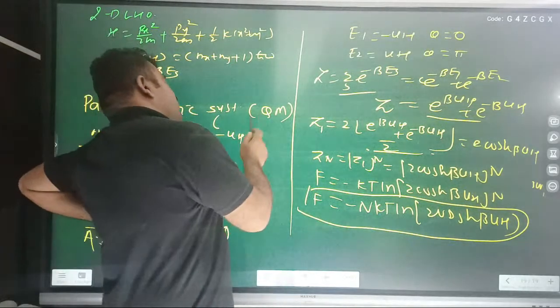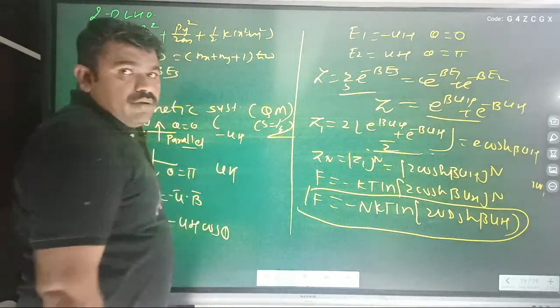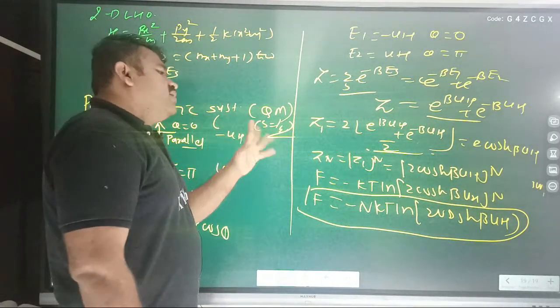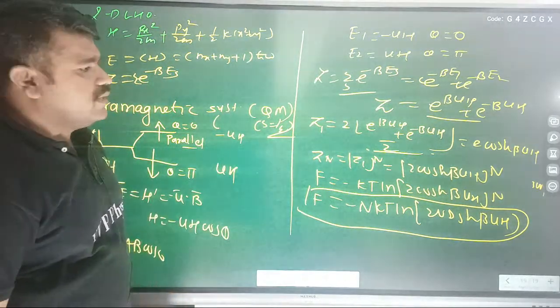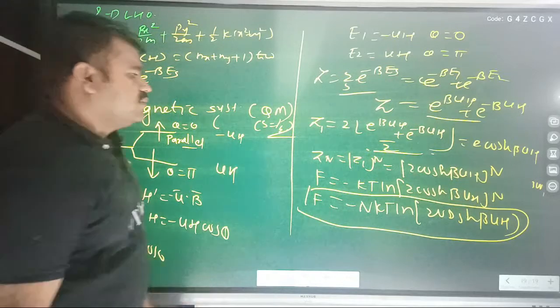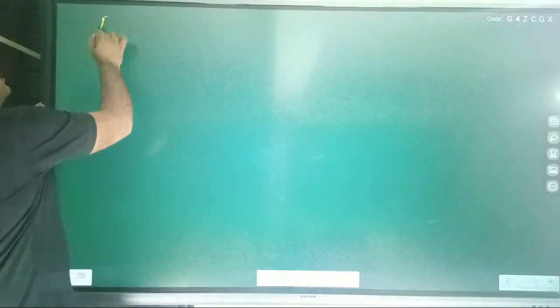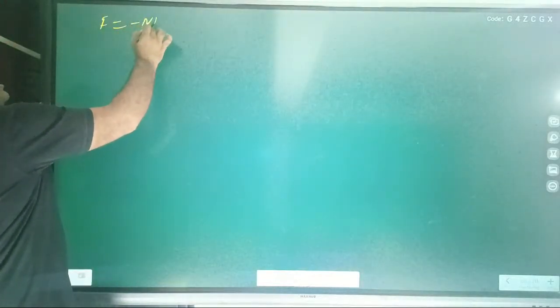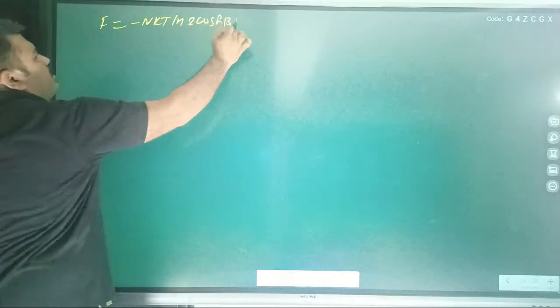Why can we say this is quantum? Because here the spin is equal to 1/2. In a quantum paramagnetic system we consider spin equal to 1/2, therefore we can say that properly it is a quantum system. Clear? Now the Helmholtz free energy is equal to this one: F is equal to minus N kT ln 2 cosh(βμh).